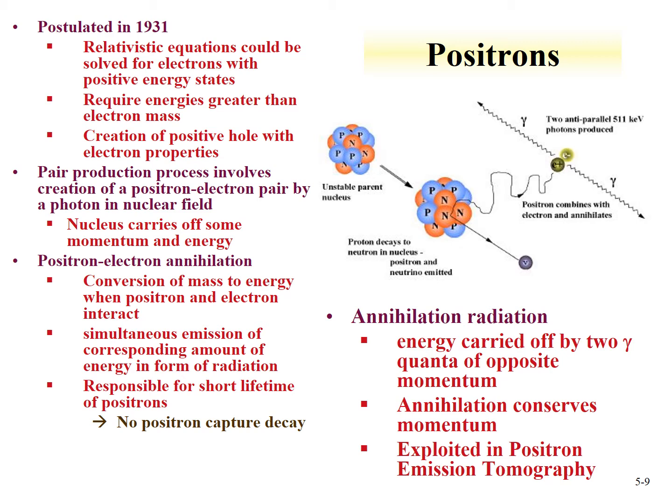The other thing that is known is that when a positron and electron interact, annihilation occurs. So there's a conversion of mass to energy when they interact, as shown here. And we see two photons, 511 keV, are produced going 180 degrees from each other. Also, unlike electron capture, there is no positron capture decay.